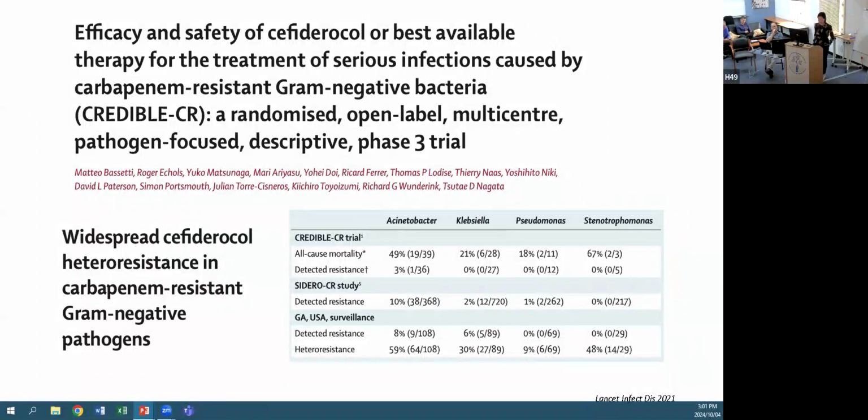Heteroresistance is when a bacterial isolate has a minor resistant subpopulation that coexists with a majority susceptible subpopulation. And when an antibiotic is given, the resistant population is selected for and predominates, which can lead to treatment failure.